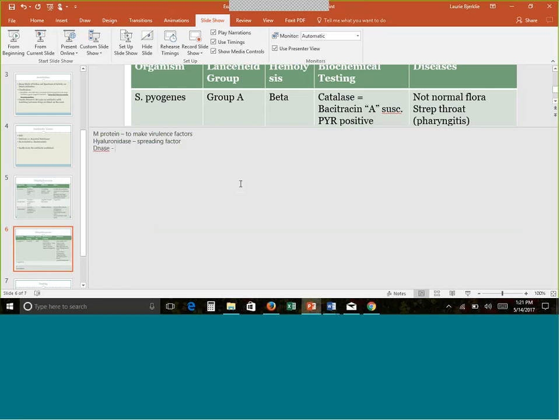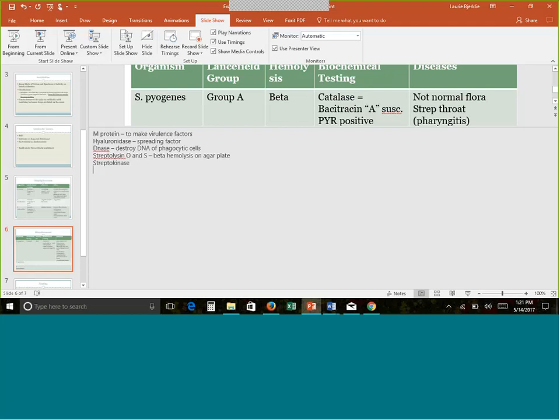DNase, there are different DNase enzymes that it can make to help target and destroy the DNA of your phagocytic cells, so that it can get rid of them. It has streptolysin O and S, which help make the beta hemolysis on the agar plate. So there's streptokinase. I think that's it for now.